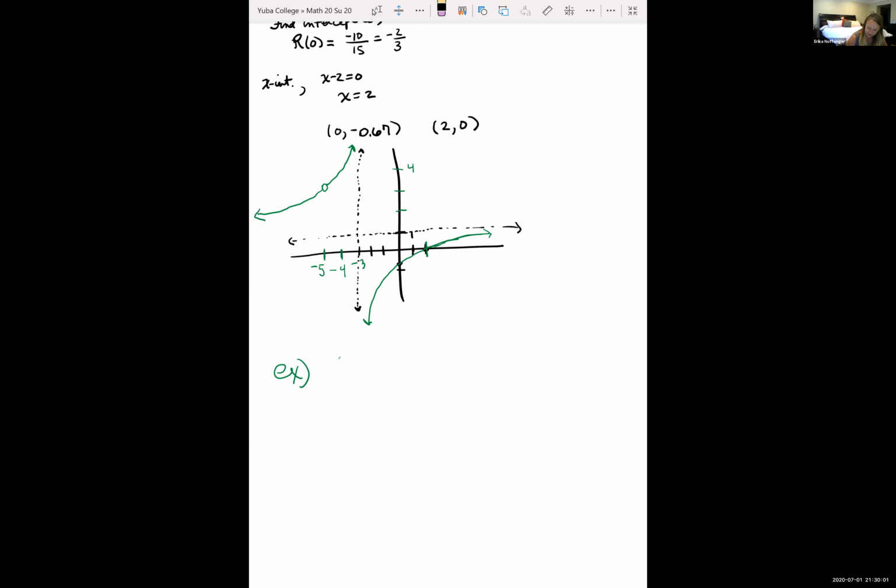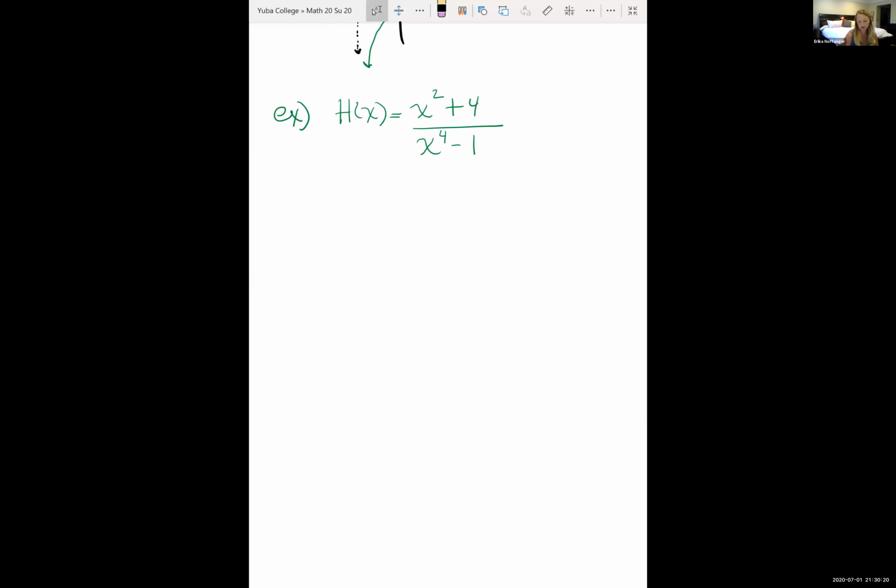h of x is equal to x squared plus 4 all over x to the 4th minus 1. Okay, so we want to find where it's undefined. We want to find vertical asymptotes and any other asymptotes.